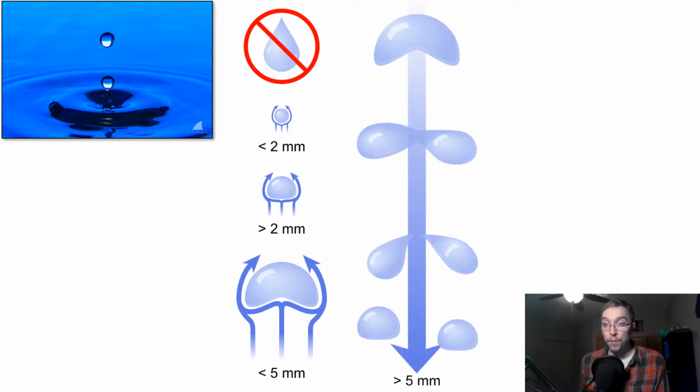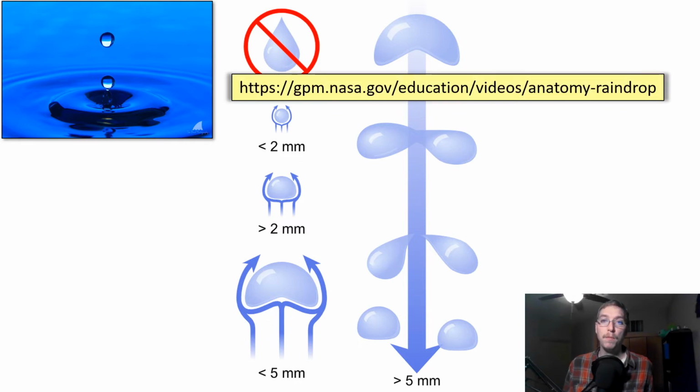Drops split when the frictional drag force overcomes the surface tension of the water. Splitting ensures that a maximum drop size of about 5 millimeters is consistent, and the continuation of the collision and coalescence processes continue. Go to this site here if you want to see a better example of the anatomy of a raindrop.